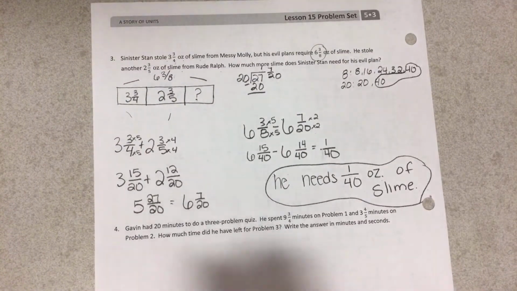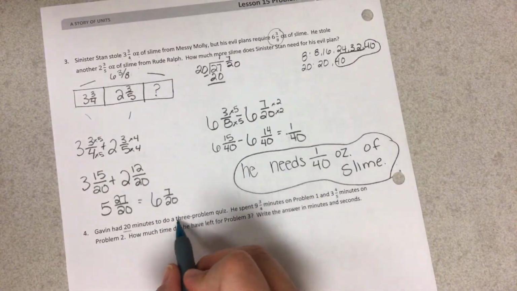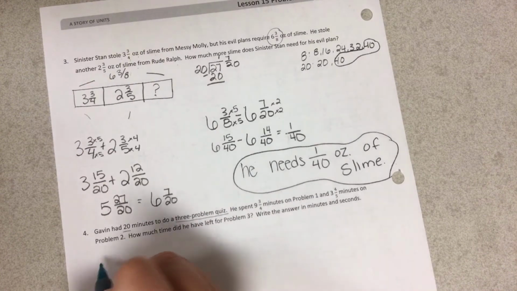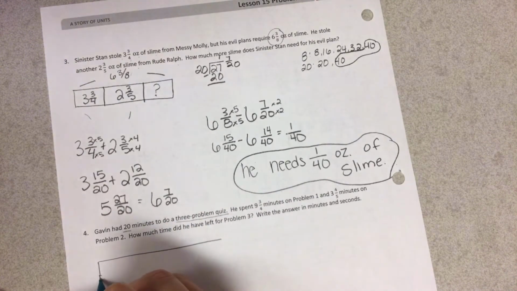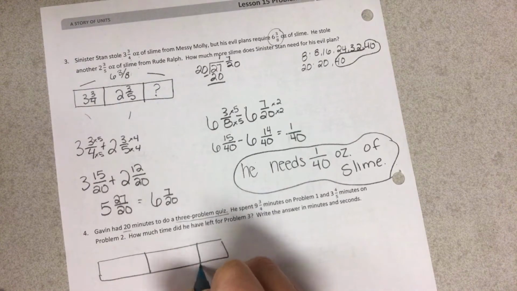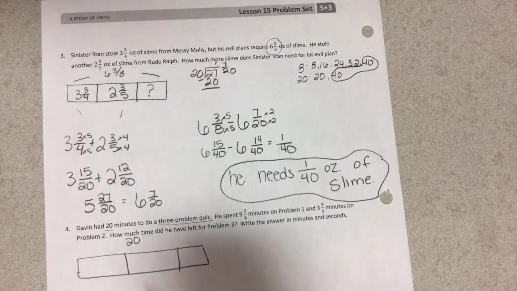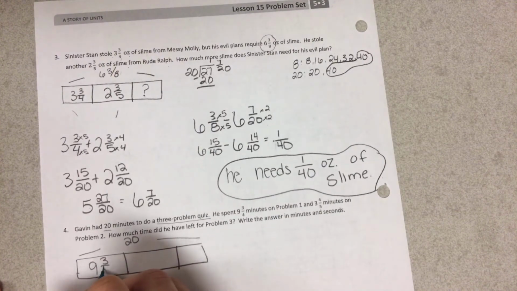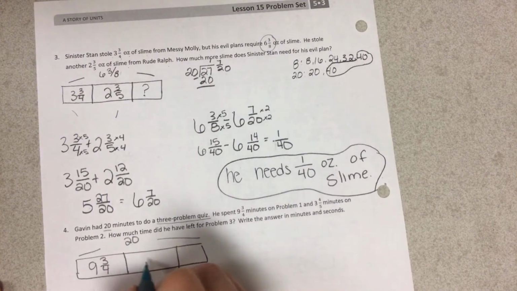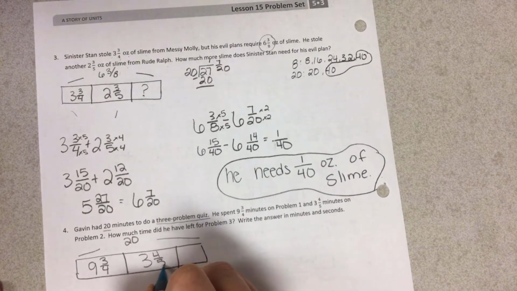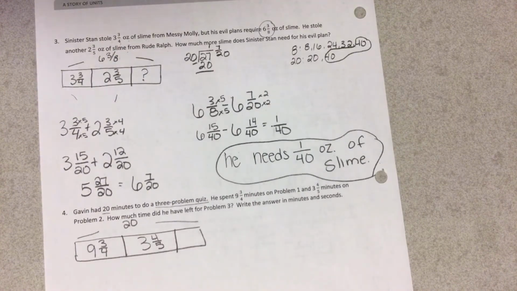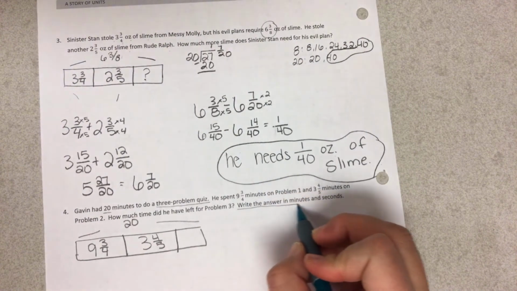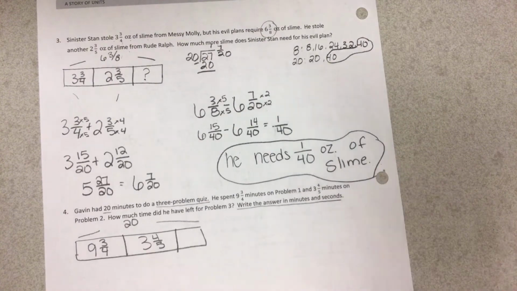Okay. So Gavin had 20 minutes to do a 3 problem quiz. On problem number 1, so here's what we've got. We know that he's got a 3 problem quiz, and he needs to spend 20 minutes on it. Okay. That he spends 9 3/4 of a minute on problem 1. And on problem 2, he spends 3 4/5 of a minute. I want to know how much time he has left for problem 3. And on this one, it says to write my answer in minutes and seconds. Well, we already did that on number 1, so you guys should already know how to do this.